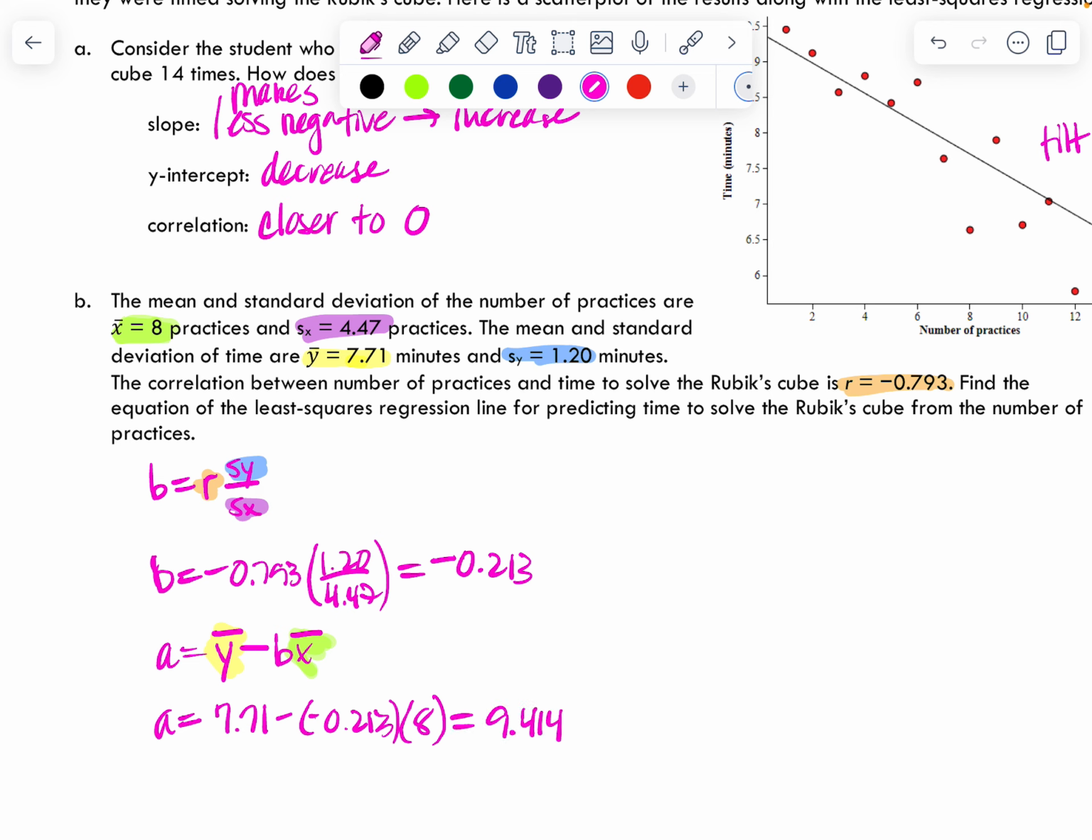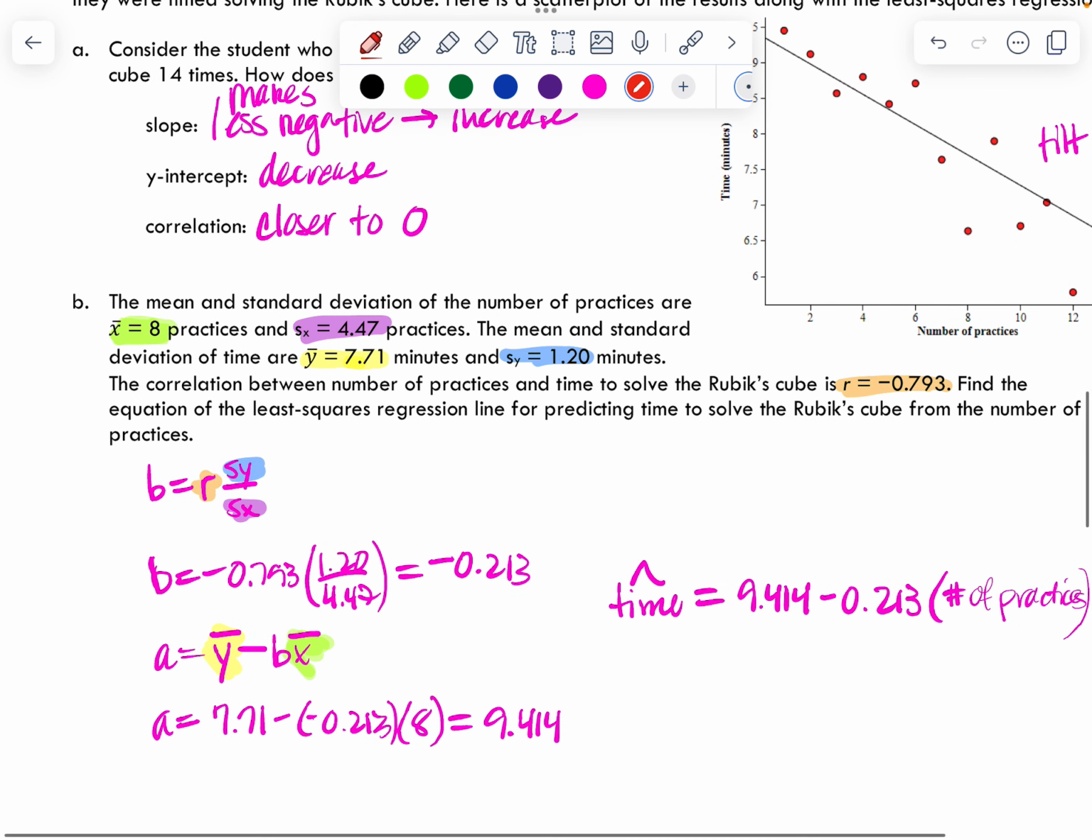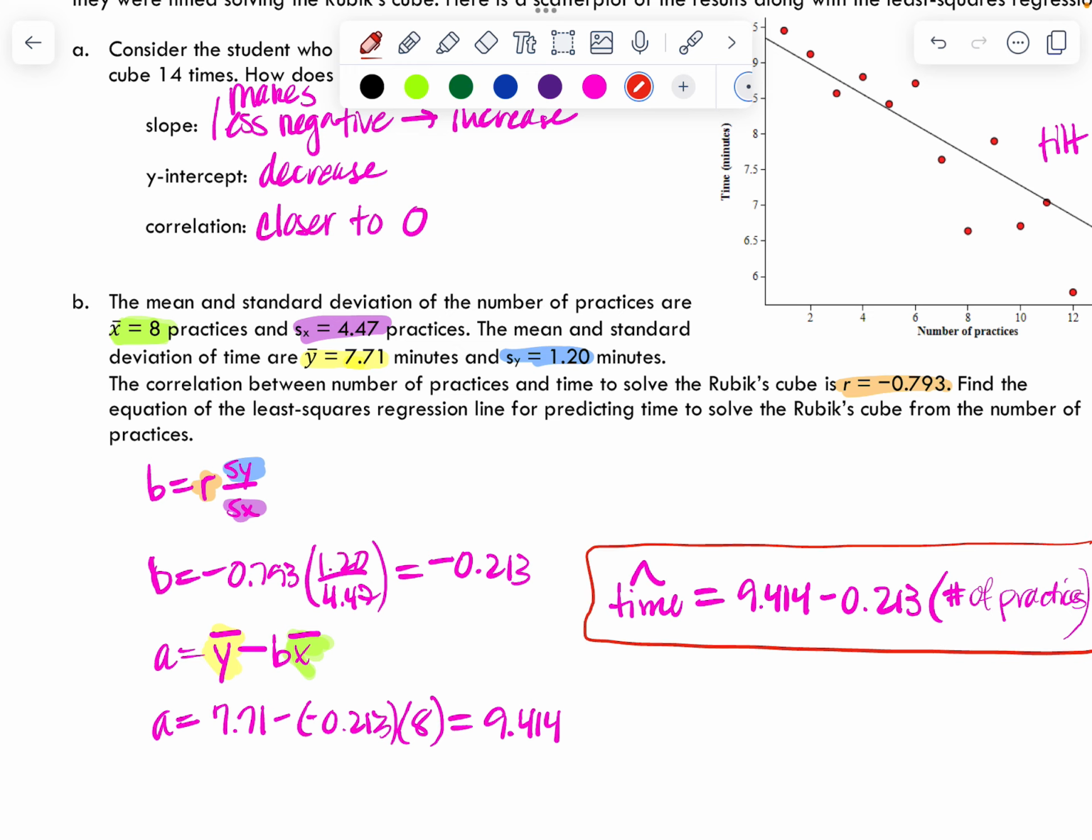Then I write my equation, y hat, which is predicted time, is equal to 9.414 minus 0.213 times number of practices. And that is the answer to my question.